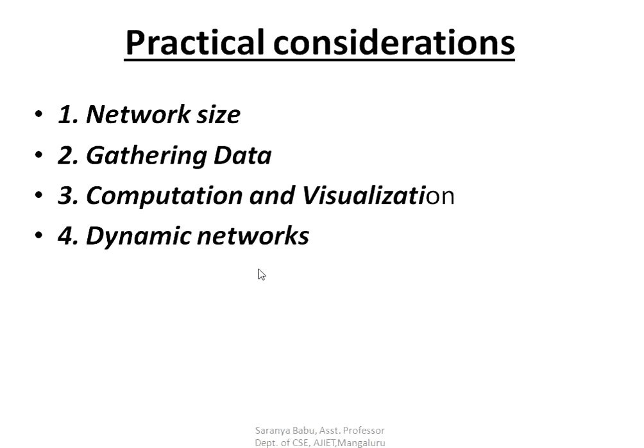Dynamic network means that the relationships between the nodes in a social network can be fluid. They can change in strength and they can change in functional nature. For example, there could be multiple relationships between two people. They could simultaneously be co-workers, co-authors, or they could be spouses. So that is the dynamic network issue. These are the practical considerations when you are doing research in terms of SNA: network size, gathering the data, computation and visualization, and then dynamic networks.